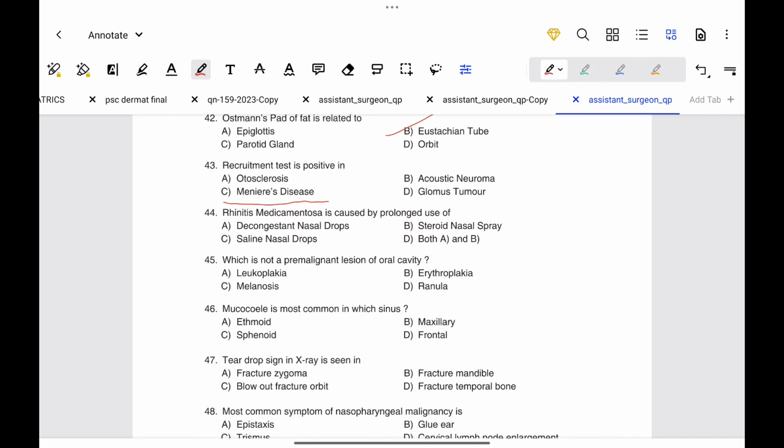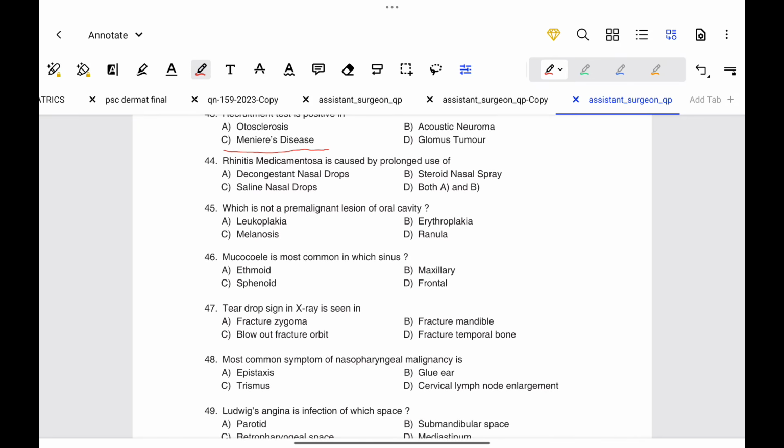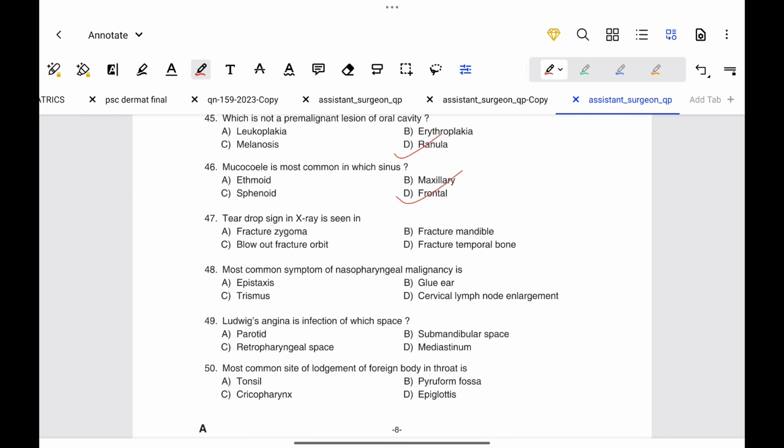Then rhinitis medicamentosa is caused by prolonged use of the decongestant nasal drops. Which is not a malignant lesion of the oral cavity? This is option D, ranula. Next, mucocele is most common in the frontal sinus. Teardrop sign is seen in the blowout fracture orbit. Most common symptom of the nasopharyngeal malignancy is cervical lymph node enlargement.